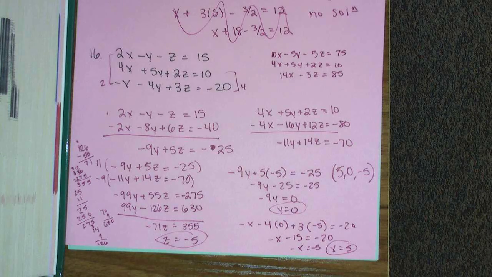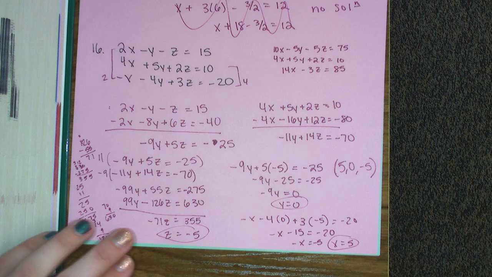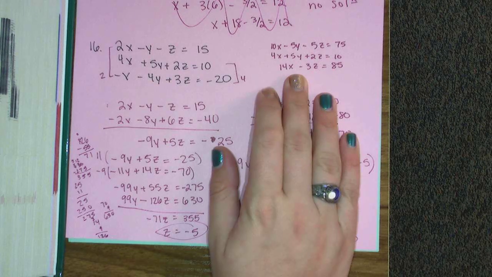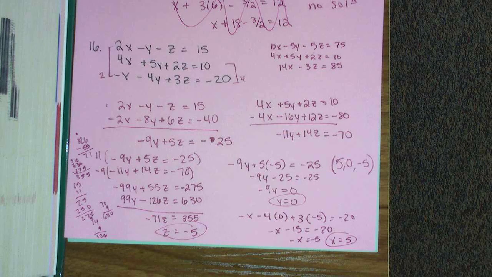So you could have canceled out any of the variables. You had a couple options for what variable you could cancel out. I initially canceled X, and then I was like, I don't like these numbers. Let me see if something else is easier. So I tried another one, and it really wasn't any easier, so I opted to leave it.